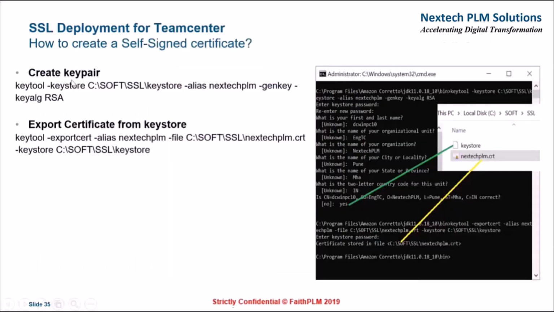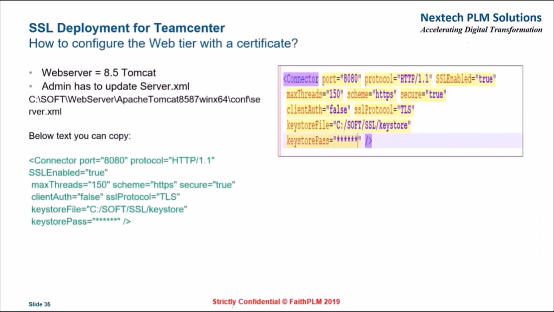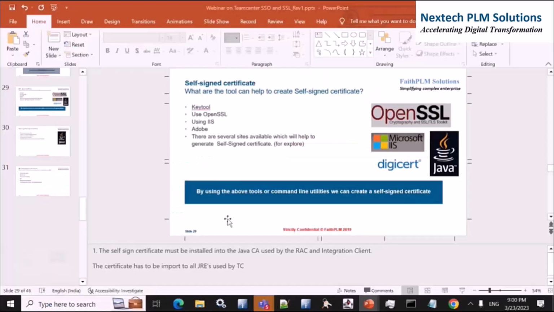Here we can see, to generate a key pair, there is a keytool command which is available in your Java location. By using the keytool command, you can generate your certificate and key store, and you can export your certificate from it. And then this is the sample configuration for how to configure your web server with the certificate. You can open your server.xml in edit mode, and then you can add this parameter over there.